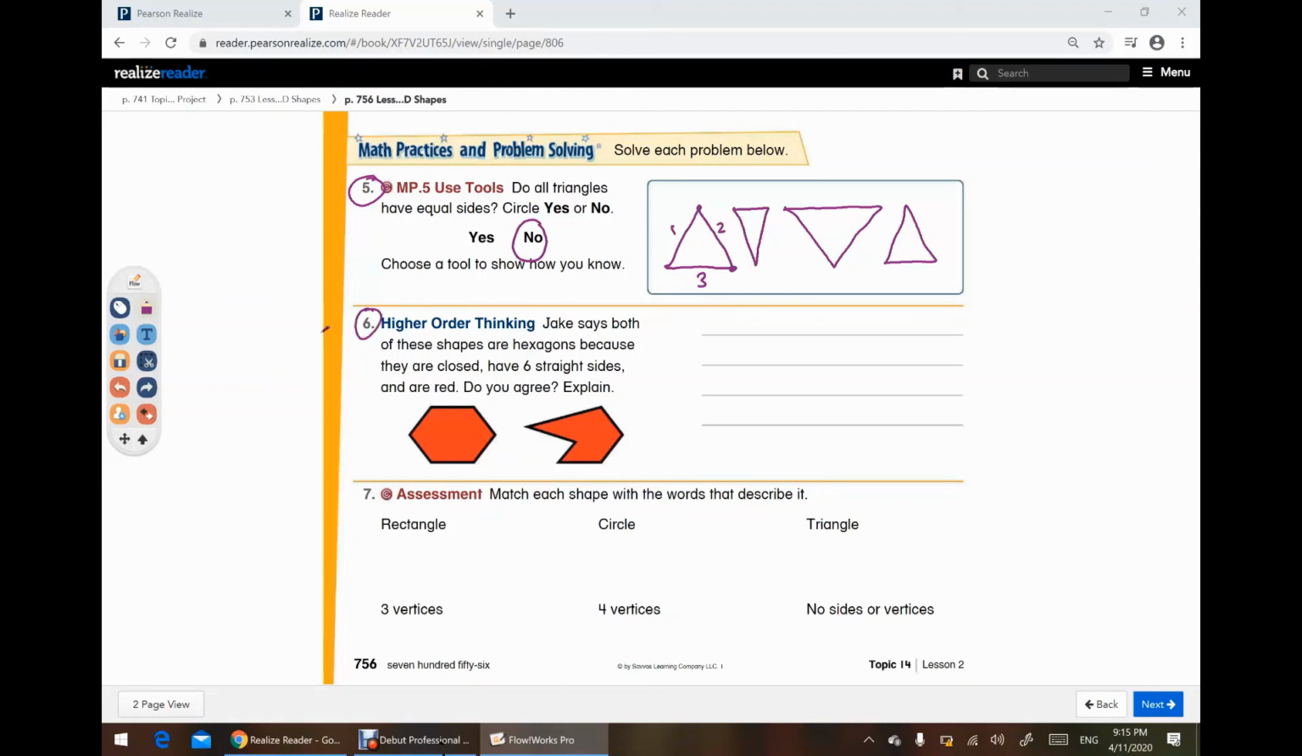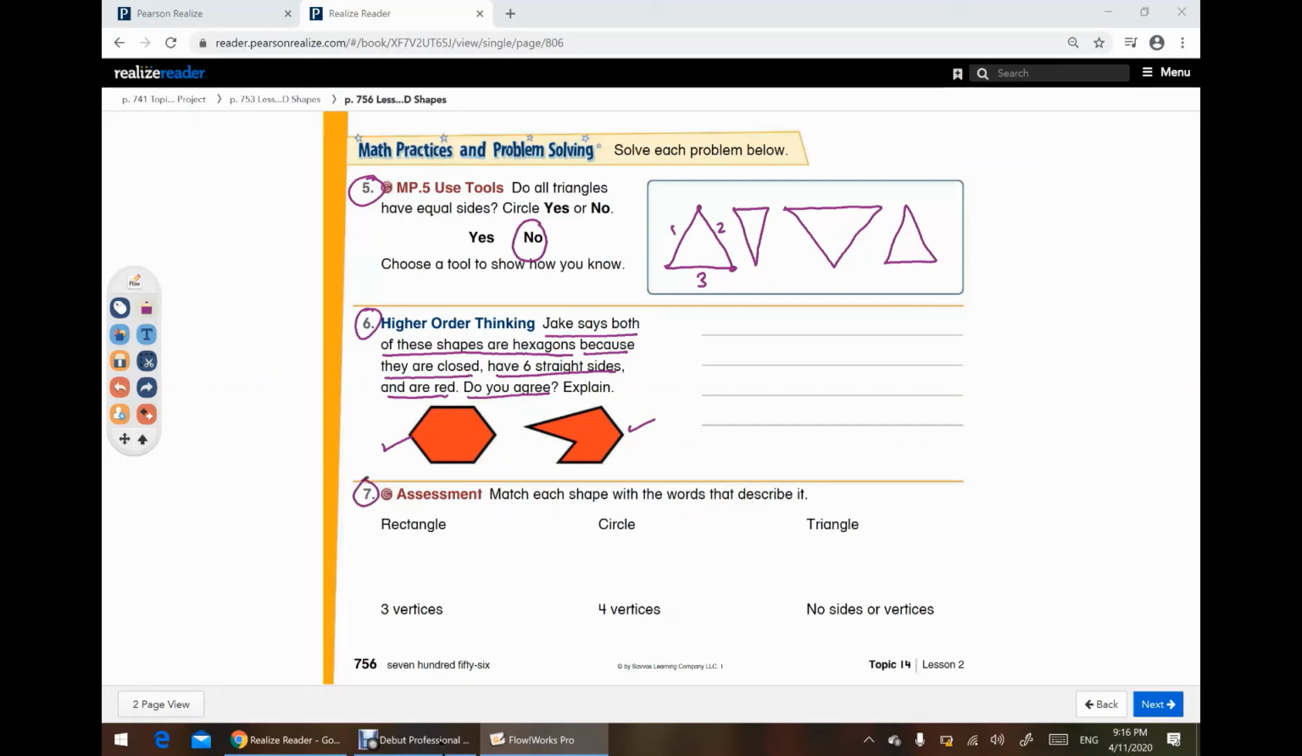Now, question number 6. Jake says both of these shapes are hexagons because they are closed. They have 6 straight sides and are red. Do you agree? Now he says that both of these shapes are the same. Do you think they are the same? You have to write down. Do you agree with him? And write why you think they are the same or they are not the same.